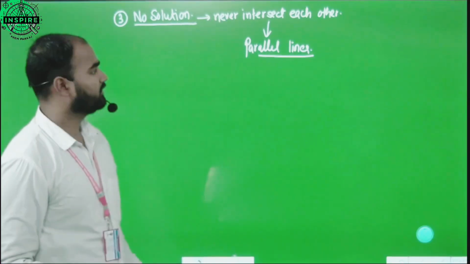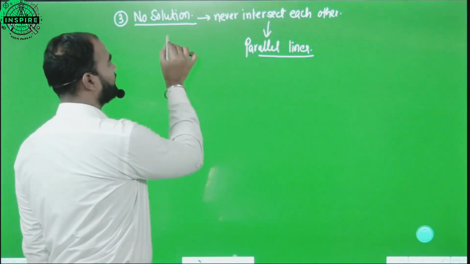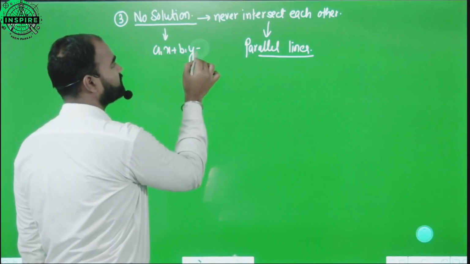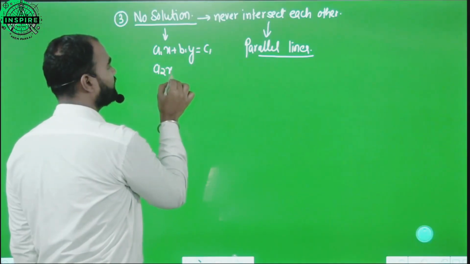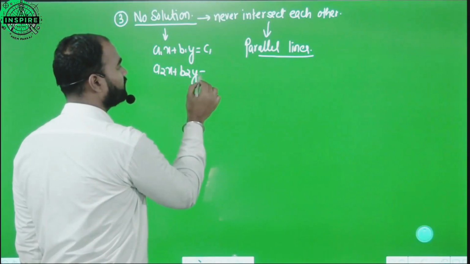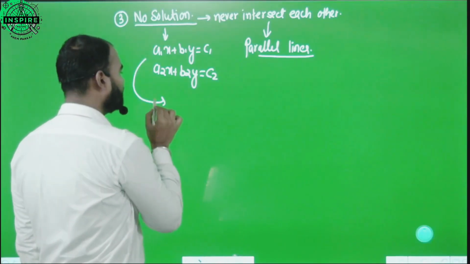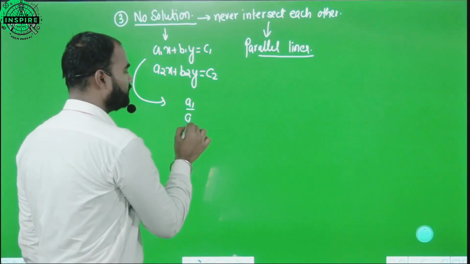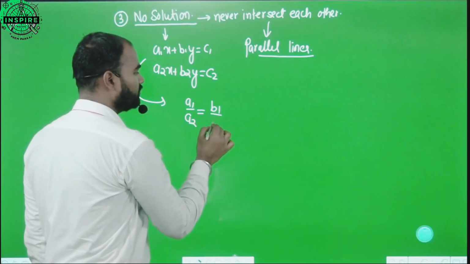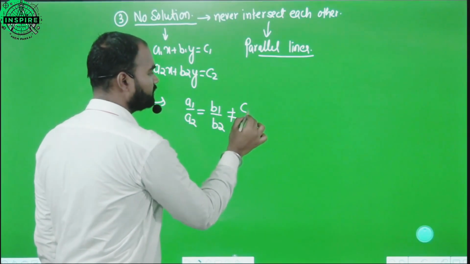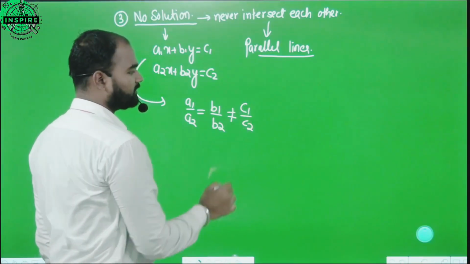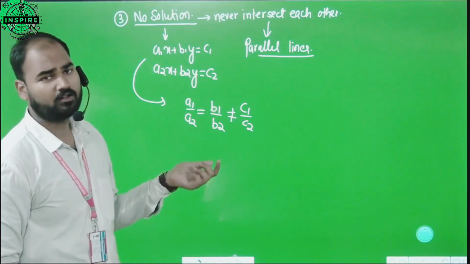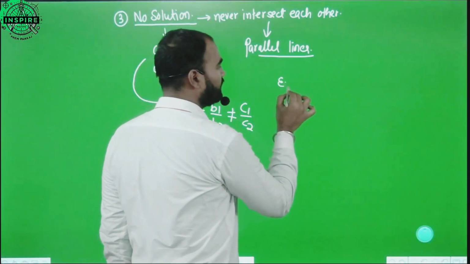Okay, the condition for parallel lines is, if we consider two equations, similarly a1x plus b1y equals c1, a2x plus b2y equals c2, the condition for being parallel lines or giving no solution is a1 upon a2 equals b1 upon b2 not equals c1 upon c2. The ratio for the constant terms is not equal, but the coefficients of the variables are equal.